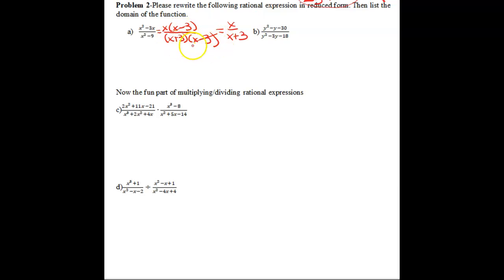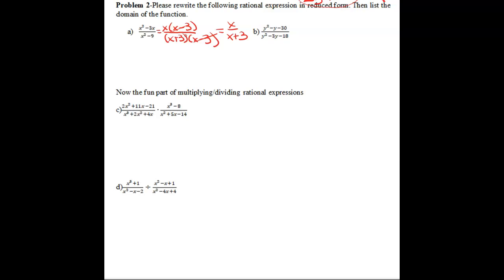The weird part is, in the domain, we actually have to consider the original function. Going back to the original function, I see I've got an x plus 3 and an x minus 3. And I have to recall that I can't have fractions with the denominator equaling 0. If either one of these factors equals 0, 0 times anything is 0. So I've got to consider both of these cases when looking at the domain.